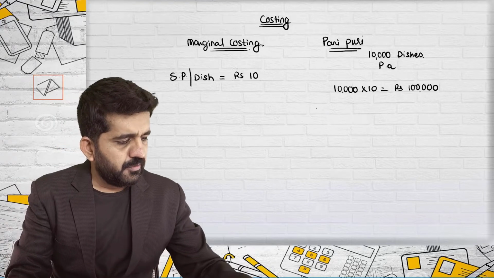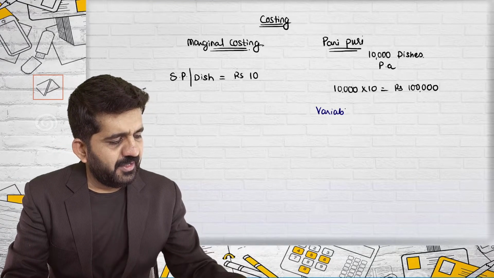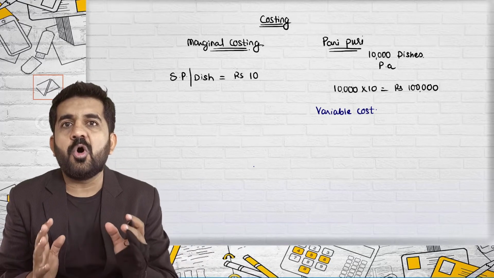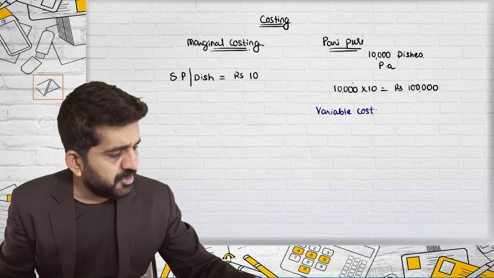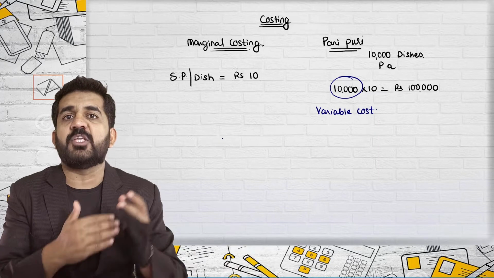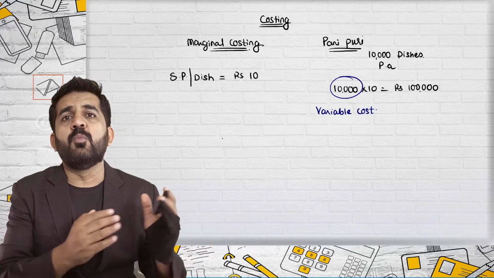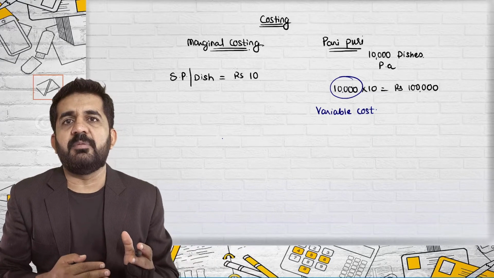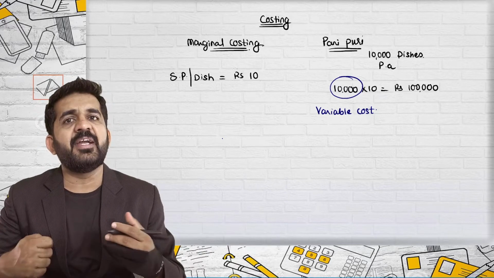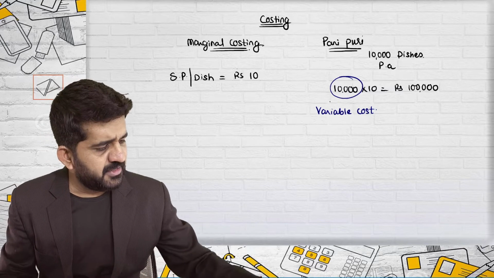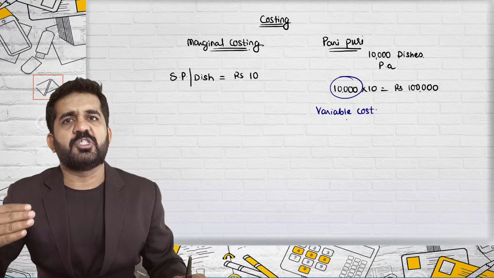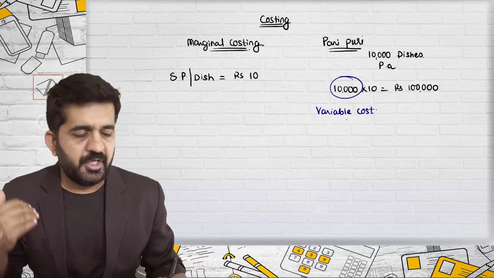First cost, variable cost. The cost which is dependent upon the number of dishes. If more dishes are manufactured, we will have more cost. If fewer dishes are manufactured, we will have less cost. A cost which is dependent upon output is nothing but variable cost. If output increases, variable cost increases; if output decreases, variable cost decreases.